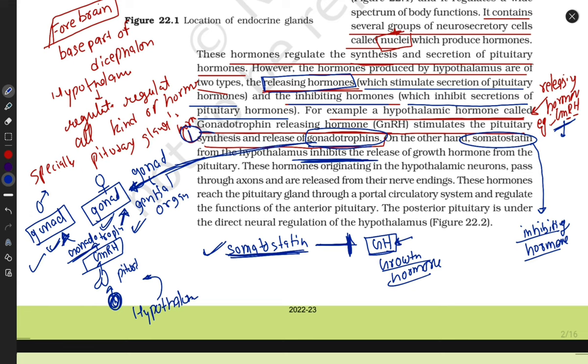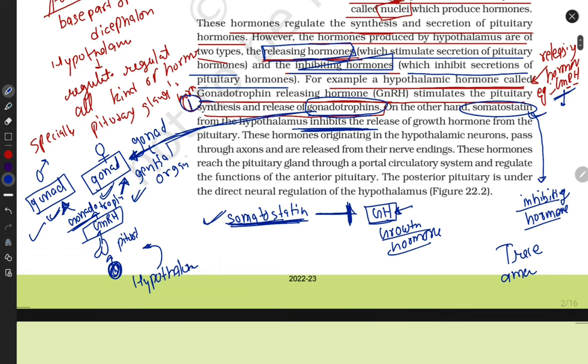Excess amount and minimum amount are both not required, because hormones function in their trace amount. Okay, so the releasing hormone example and definition are clear. Somatostatin is the example of inhibiting hormone. So inhibiting hormone is clear, its definition is clear, and its example is clear.